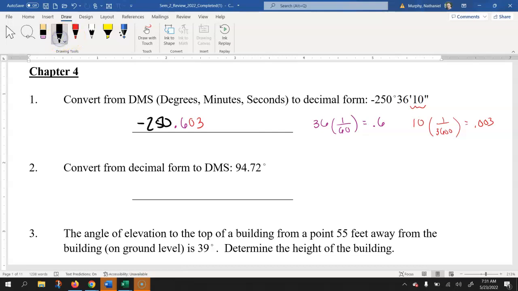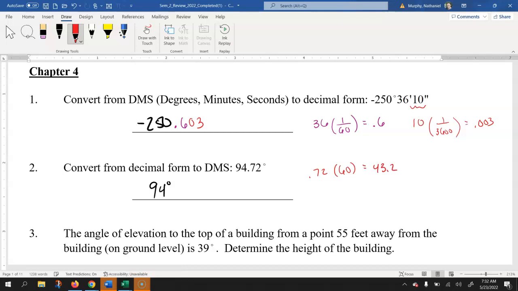Now again, with the 94, there's nothing that we have to do there. So it's 94 degrees. Now we got to convert that 0.72 to be in minutes and seconds. So again, we have 0.72 of a degree. To figure out what that would be in minutes, there's 60 minutes in an hour, so let's think of it this way, we have 0.72 of an hour. So to figure out how many minutes that would be, we would take 0.72 times 60. And when you do that, you end up getting 43.2.